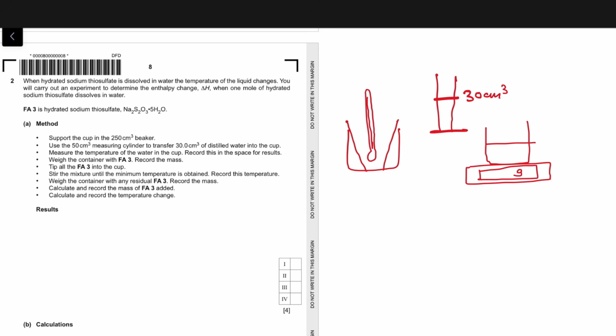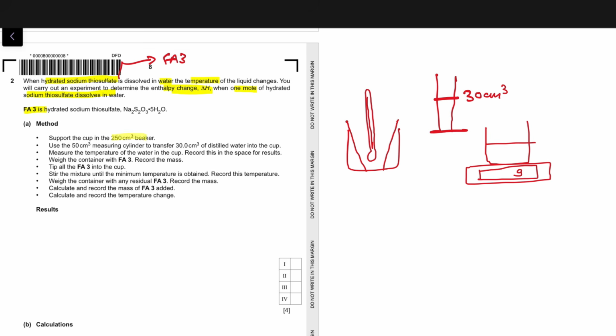Now on to the next experiment. When hydrated sodium thiosulfate is dissolved in water, the temperature of the liquid changes. We'll carry out an experiment to determine the enthalpy change when 1 mole of hydrated sodium thiosulfate dissolves in water. Our FA3 is our hydrated sodium thiosulfate. The method is as follows.